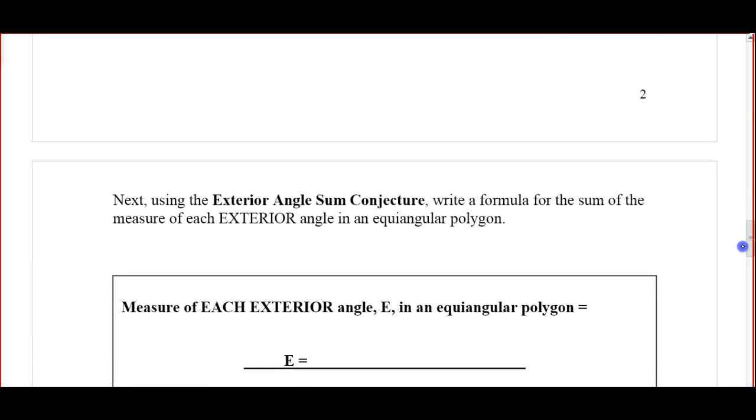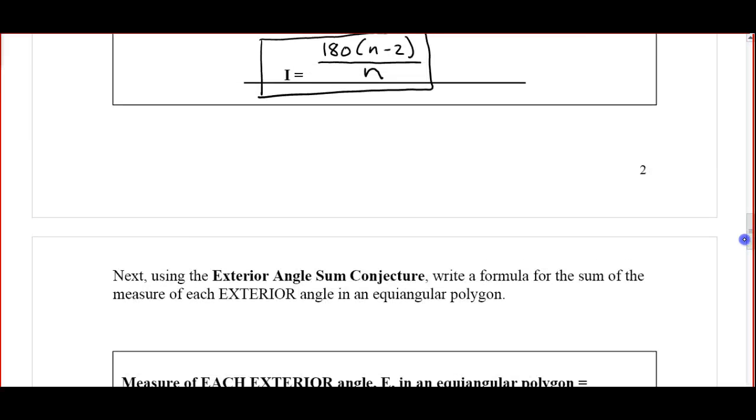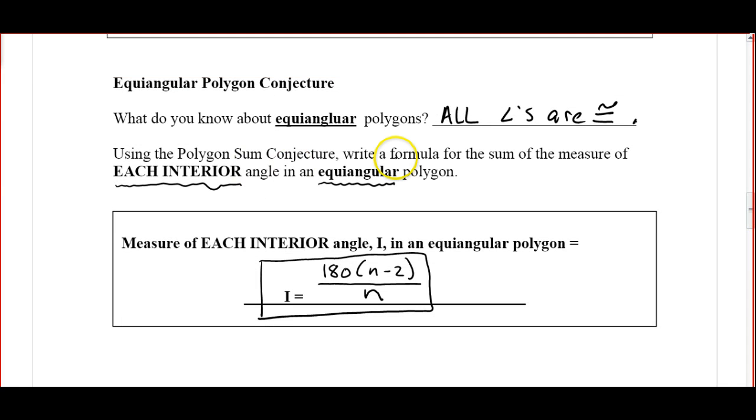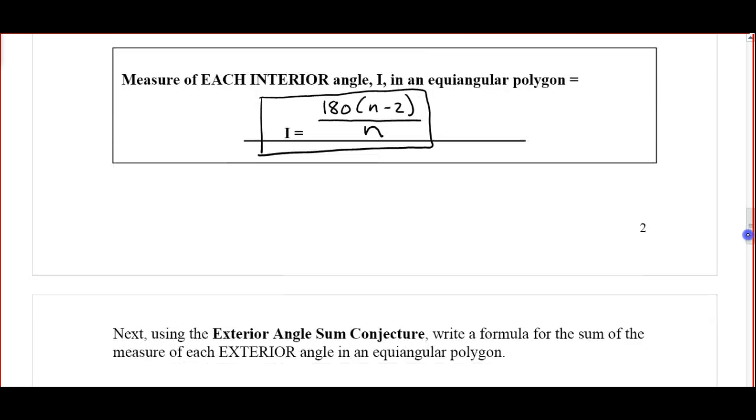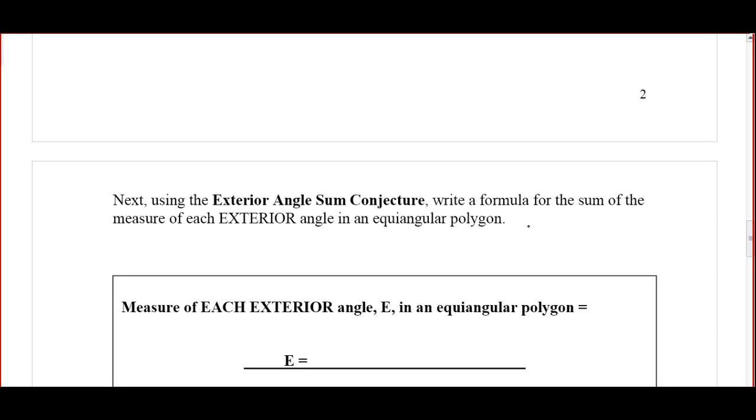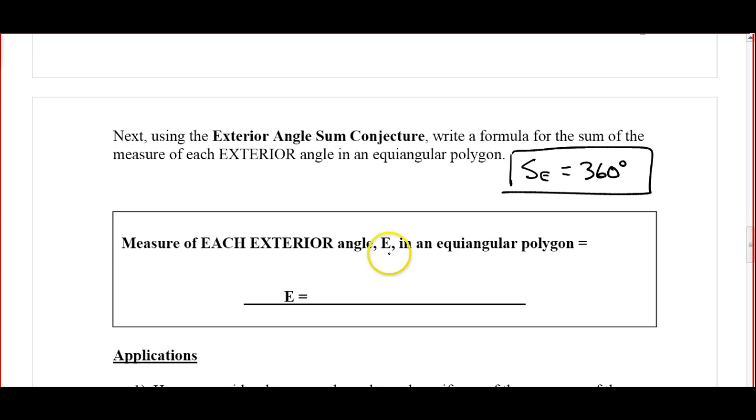And then next, using the exterior angle sum conjecture. So let's go back up here. It says using the polygon sum conjecture, that was S sub I is equal to n minus 2 times 180. And then over here it says using the exterior angle sum conjecture, we know S sub E is always equal to 360, so that's kind of convenient. So then, if we know it's equiangular, the measure of each exterior angle E in an equiangular polygon is going to be the sum of all of them divided by the number of sides, and that will give us each exterior angle if it's regular.